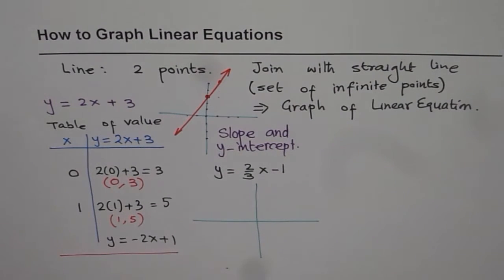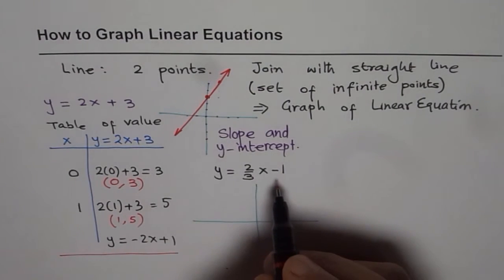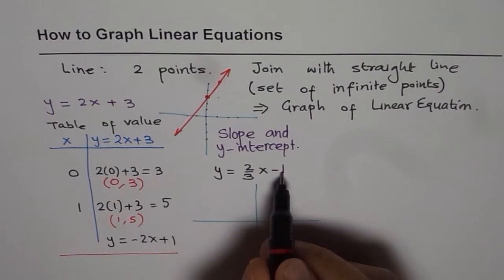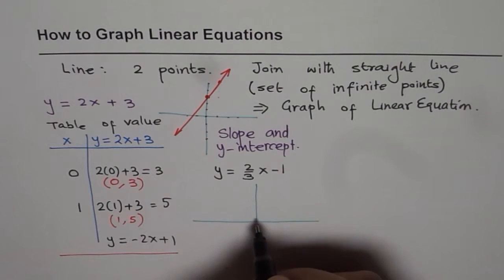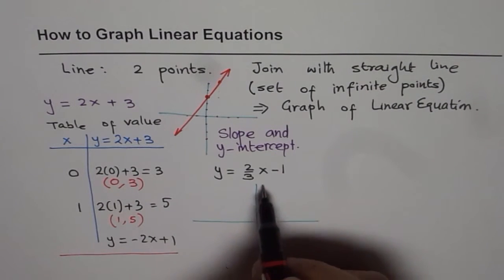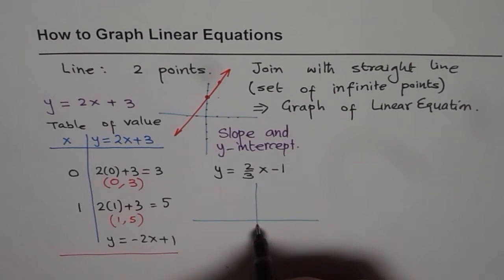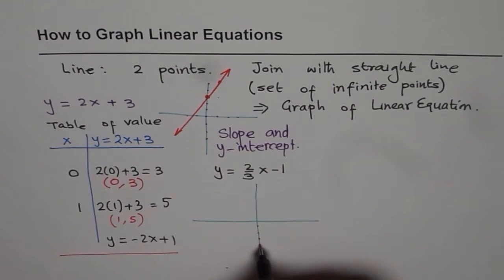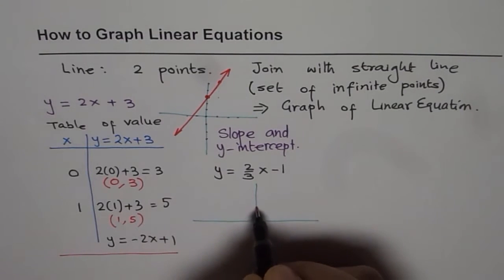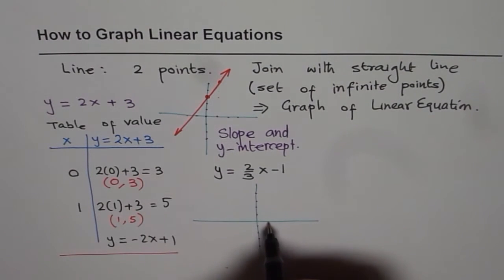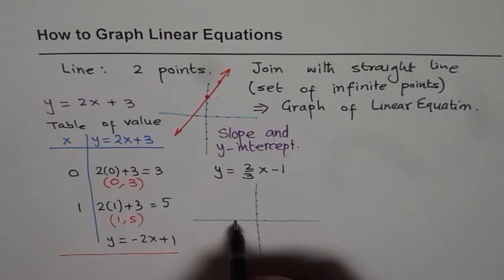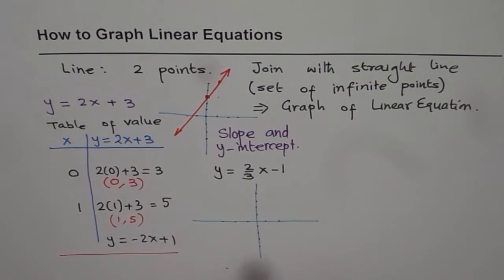Let's say this is our coordinate plane, right? Now, the y-intercept is minus 1. It really means the line intersects the y-axis at minus 1, right? Let's make a scale. Let's say this is 1, 2. These are negative numbers, and these are positive y values, right? These are my x values. So you have to have a proper scale.